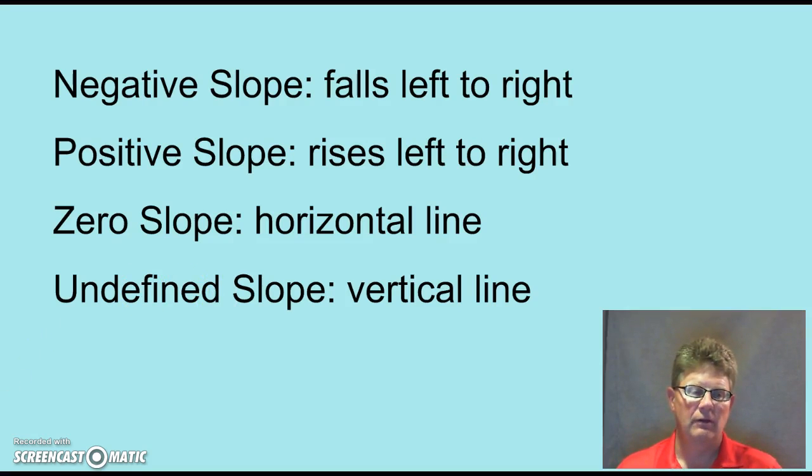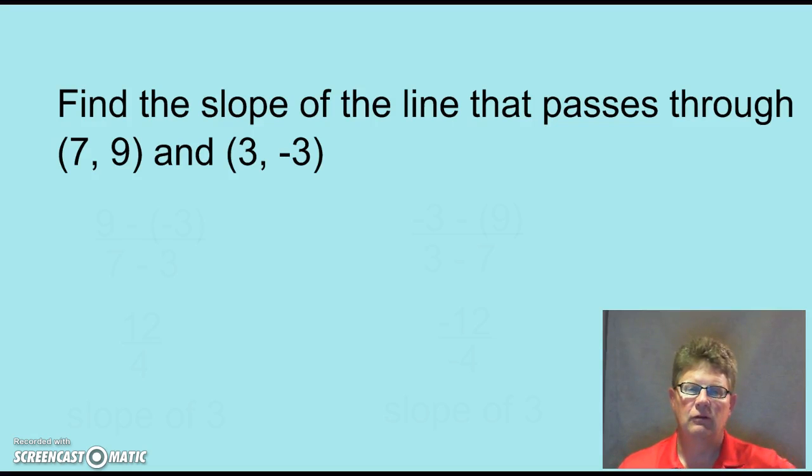Alright, let's see how that works with a pair of points. Find the slope of a line that passes through (7, 9) and (3, -3). Now the tough choice for you is going to be, okay, do I make this x sub 1, y sub 1 or x sub 2, y sub 2? Will that even make a difference? Well, let's check it out.